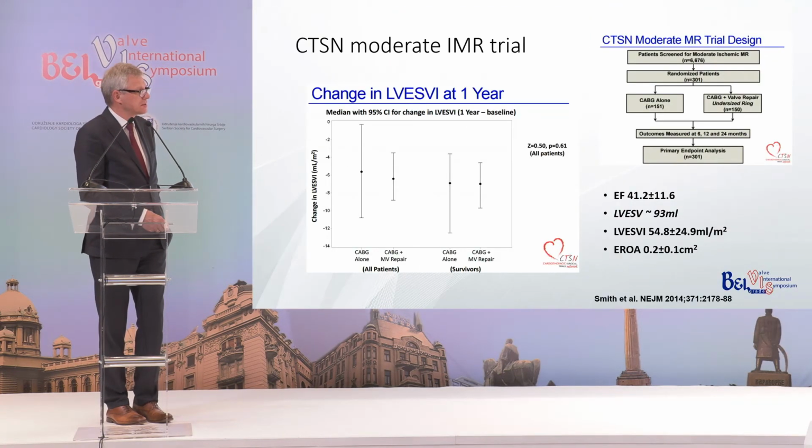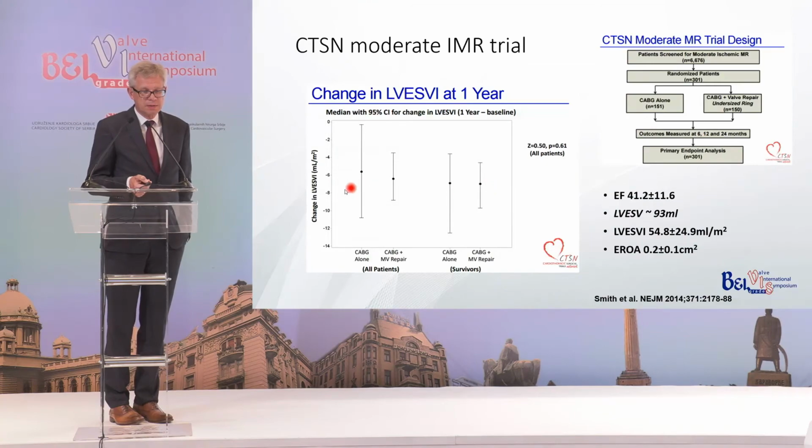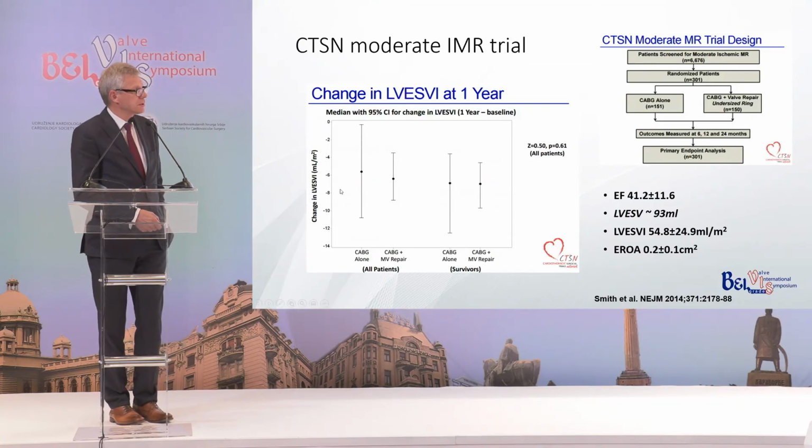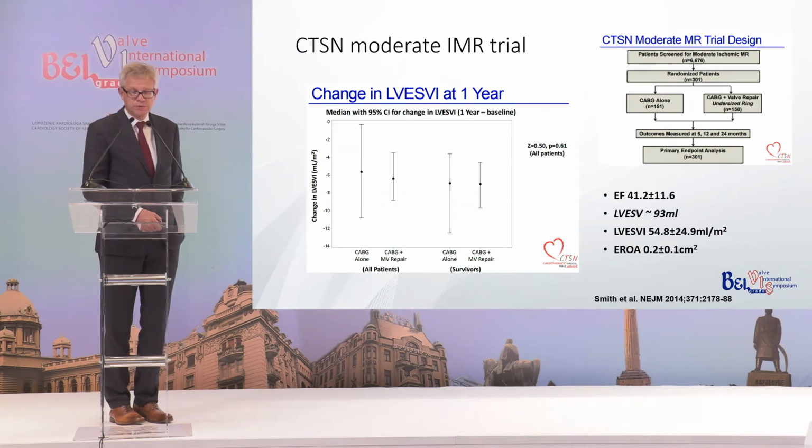One is the CTSN moderate trial that showed, as you can appreciate, no difference in reverse remodeling between CABG alone and CABG plus mitral repair in moderate mitral regurgitation, which was defined by an ERO of 0.2.